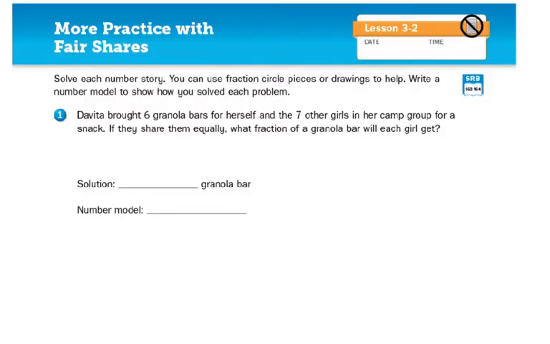All right, go ahead and clear off your whiteboard and open up your journal to page 75. Page 75. More practice with fair shares. Solve each number story. You can use fraction circle pieces or drawings to help. Again, you can split your screen if you like, or just draw the picture on your math journal page. Write a number model to show how you solved each problem.